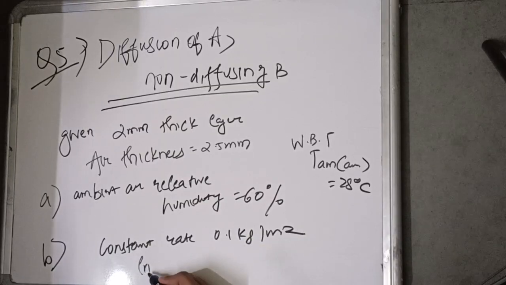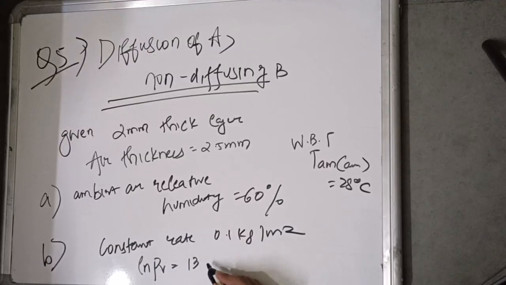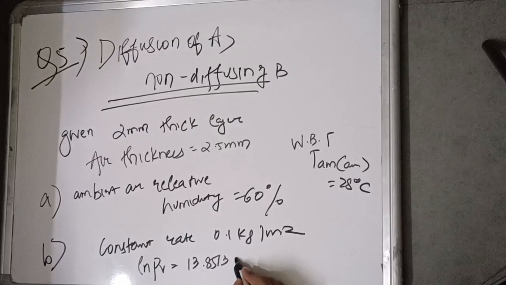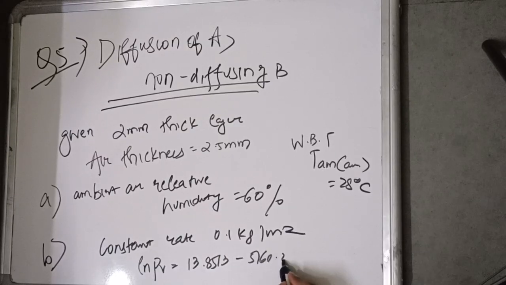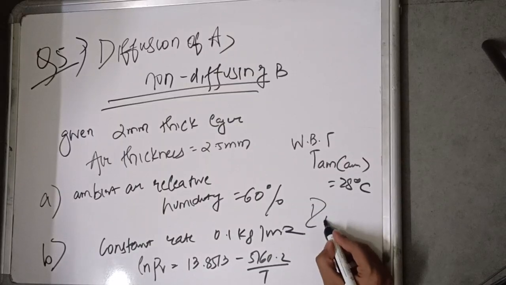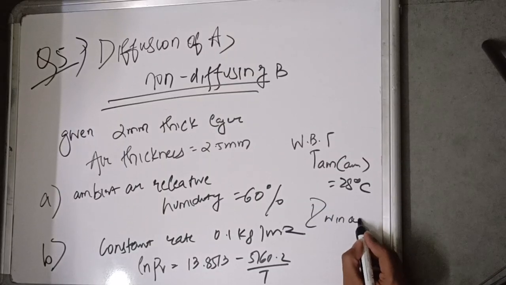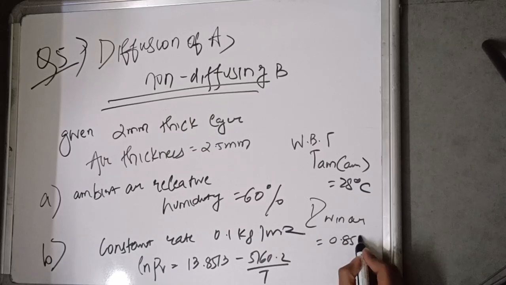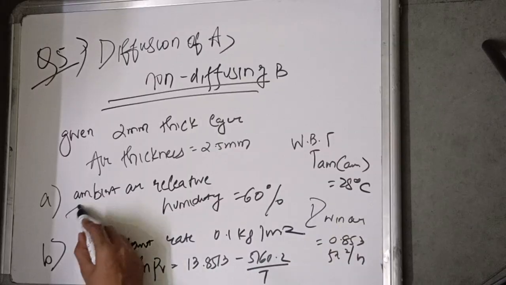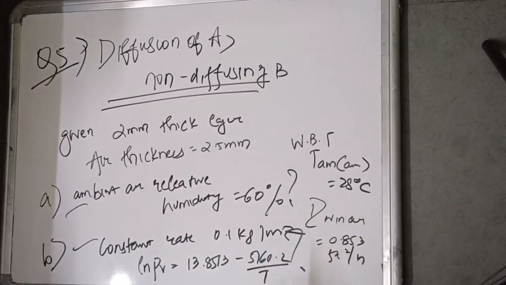We have got some pressure values so as to calculate it in log form. We have got the diffusivity of water in air as 0.853 feet square per hour. We have to find this condition. Okay, so now let's start.